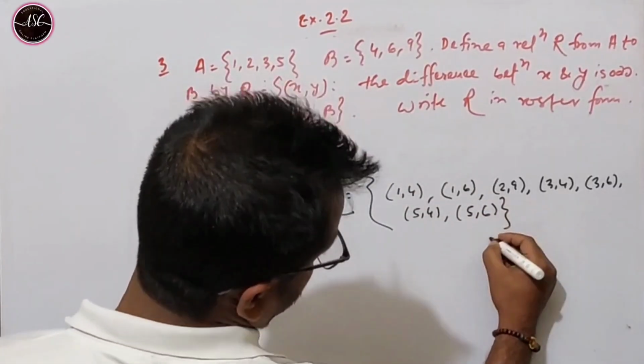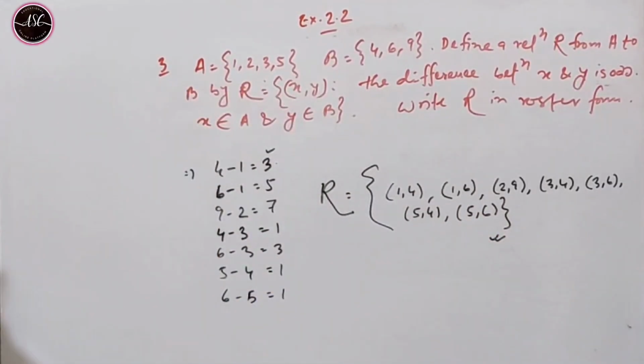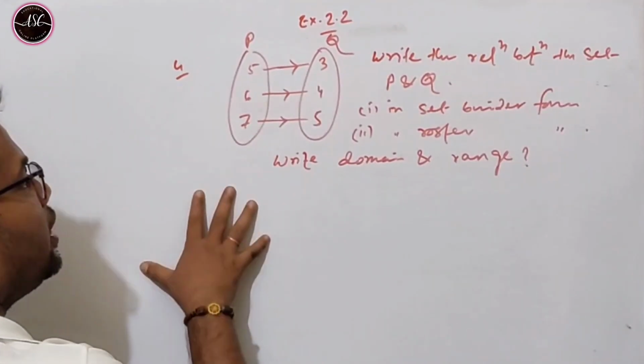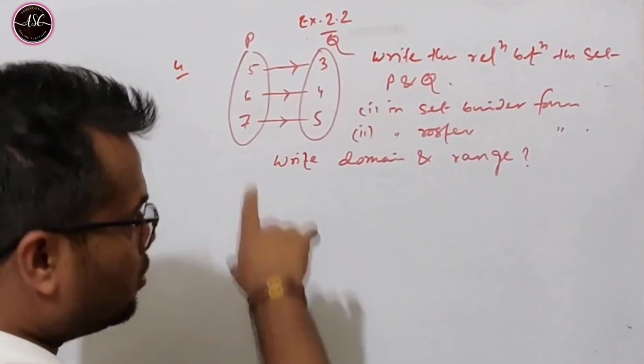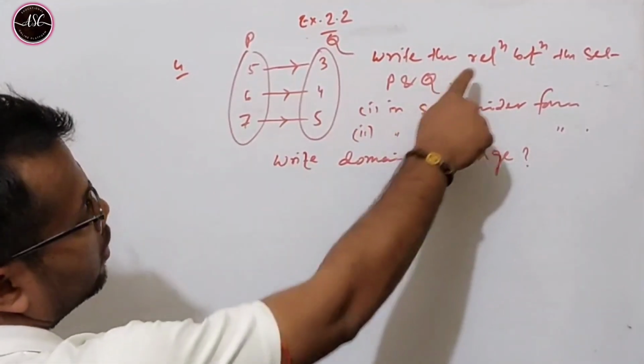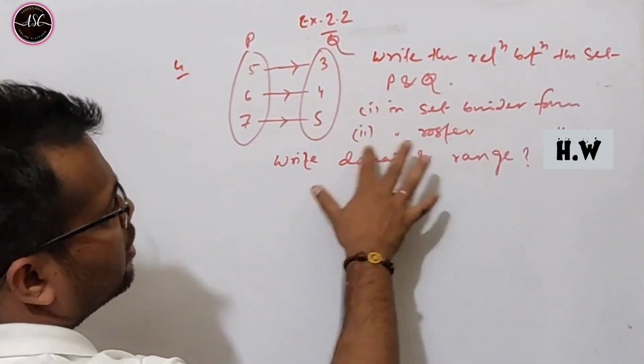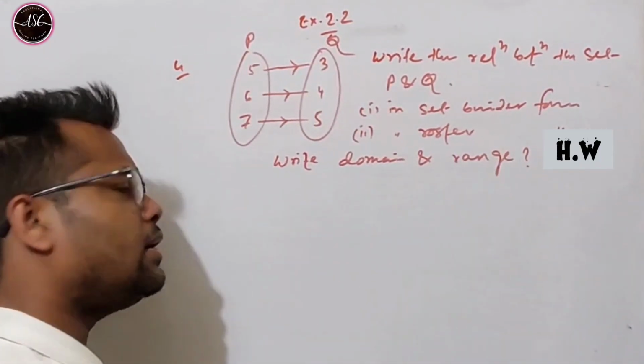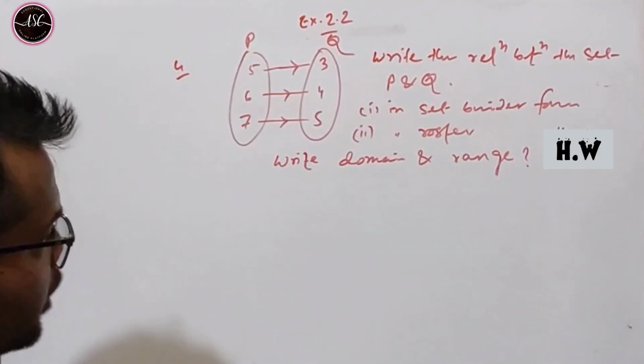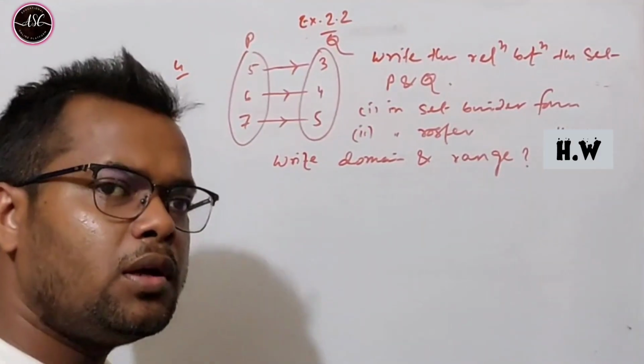Okay. This is your answer. Just look at this picture. Here two sets have been given in an arrow diagram. Write the relation between the set P and Q in set builder form and roster form, and what will be the domain and range. This type of example we have done in the exercise.